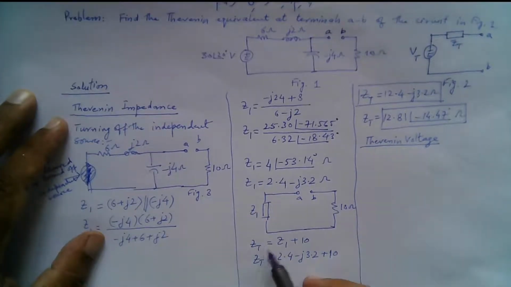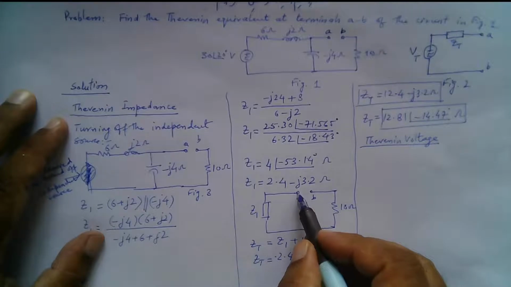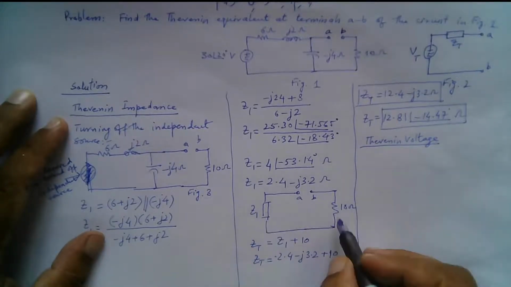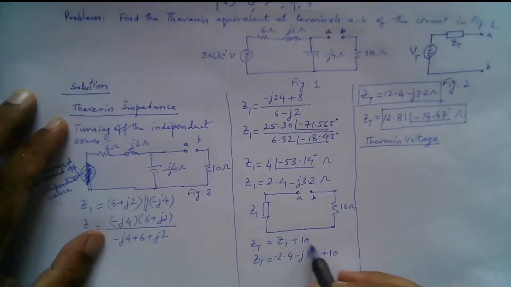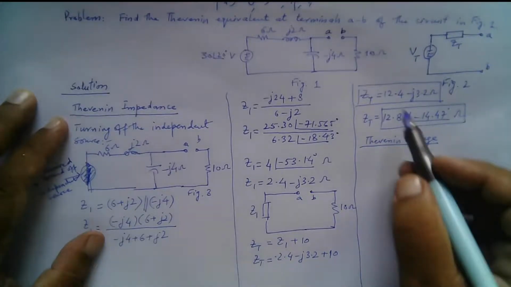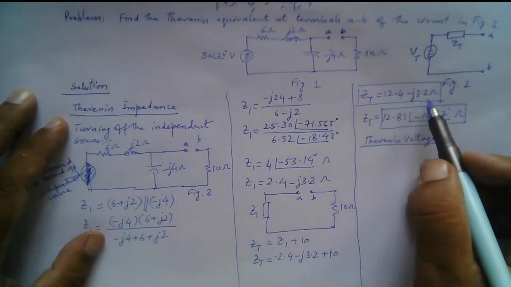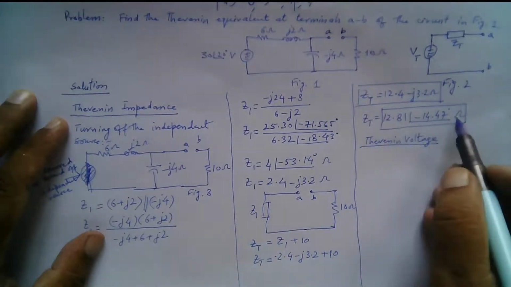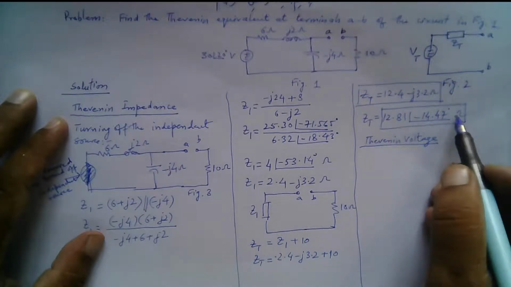So Z Thevenin is the equivalent impedance across these terminals, simply given by the sum of both these impedances, Z1 plus 10. So that is 2.4 minus J3.2 plus 10. So that will be 12.4 minus J3.2 ohm, and expressed in polar form, this is given by this value, right?